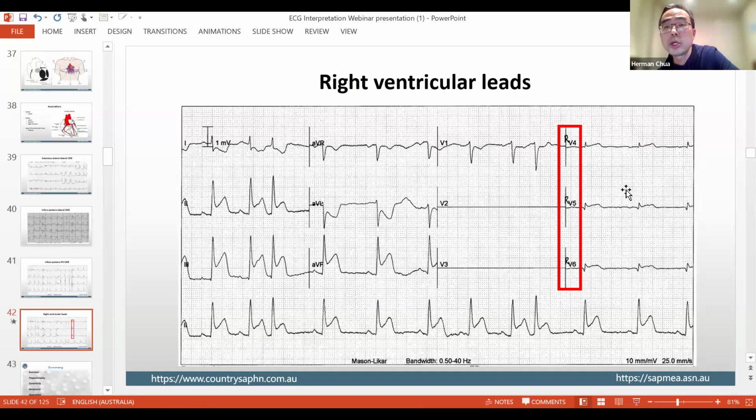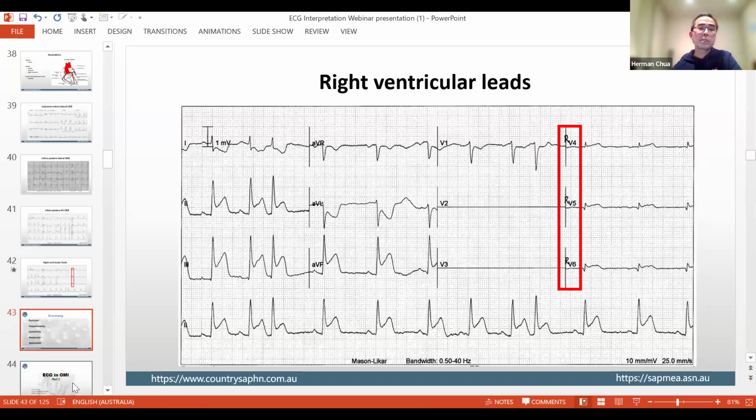afterwards as well. So we did a right ventricular lead. You can see ST elevation in the right ventricular leads of V4, V5, V6, and so you've got right ventricular infarct as well, okay? So associations, all right, are important.